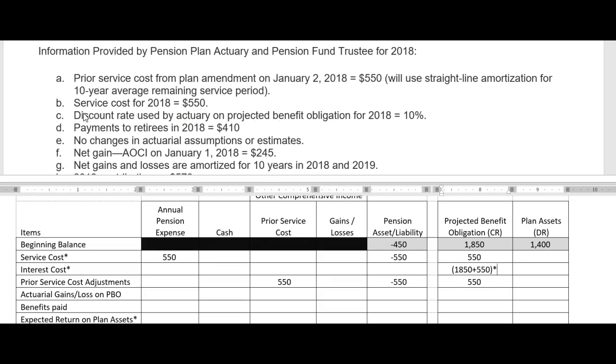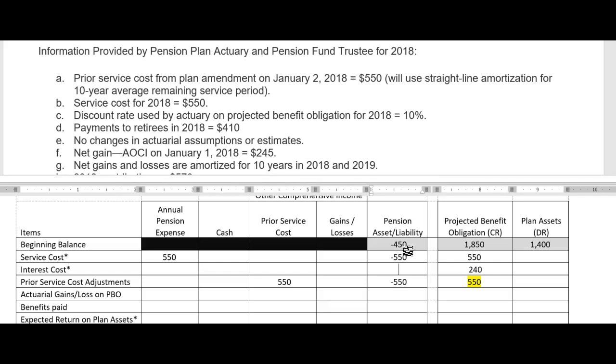Then we're going to multiply that 2,400 by the rate used by the actuary. So let's find that. It says the discount rate used by the actuary on the PBO for 2018 is 10%, so we're going to multiply that by 0.10. Since we had a change, this 550 from the prior service cost would have been in effect last year had we done the change sooner. So this is retroactive. That means our beginning balance here, for interest purposes only, would be 2,400. So 2,400 times 10% gives us an interest cost of 240. Interest cost also increases our PBO balance.